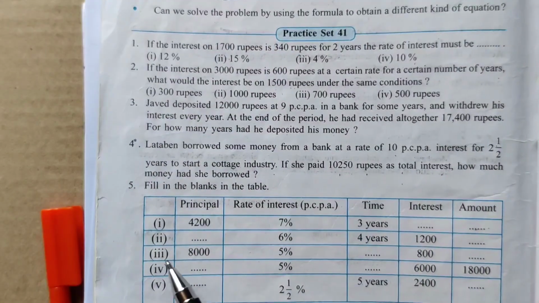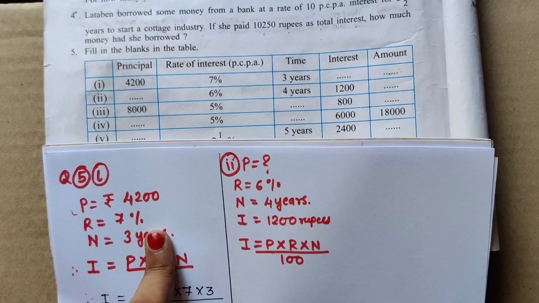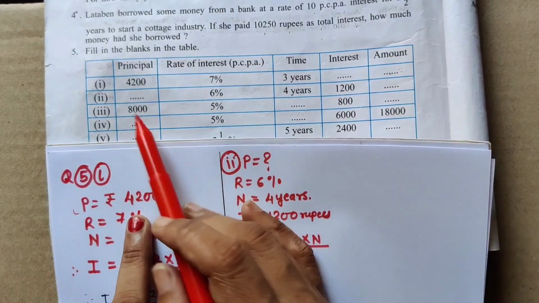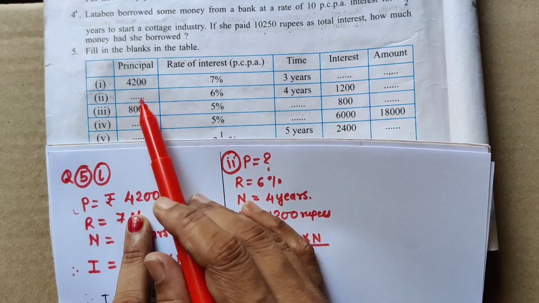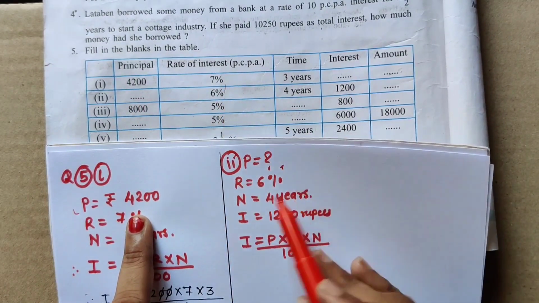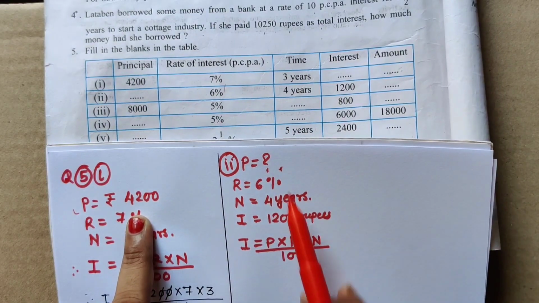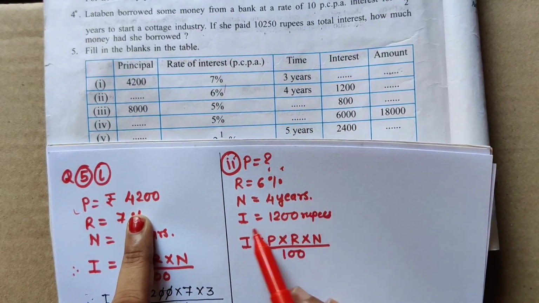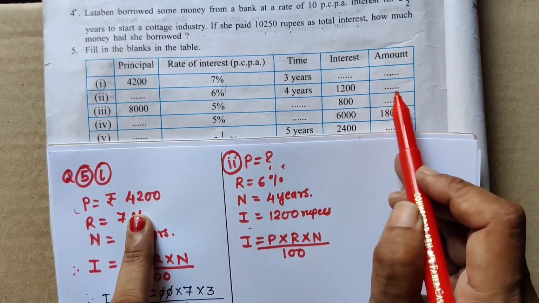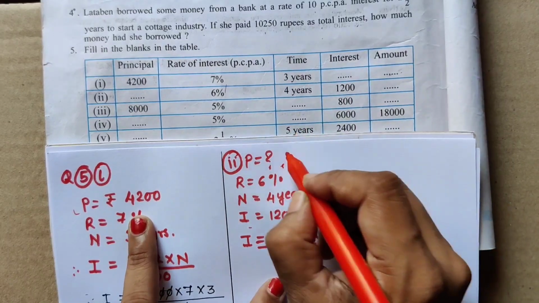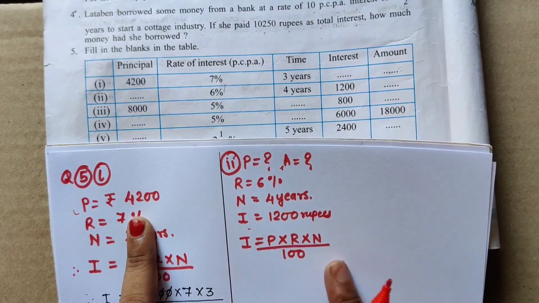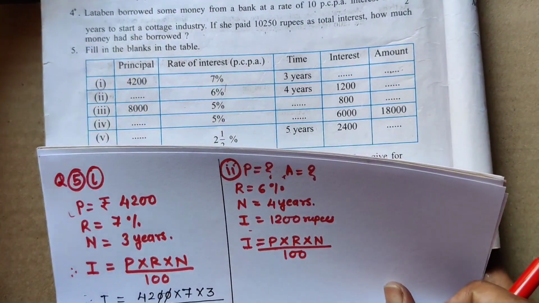Now let us see the second sum. You can see here I have written the values for the second sum. P value is not given. We have to fill in the blank. So P is equal to question mark I have written. R is 6%. N is 4 years. I is equal to 1,200. And this amount also we have to find out. So amount is equal to also question mark. So I have written all the values, I have written the formula. Now let us solve the sum.